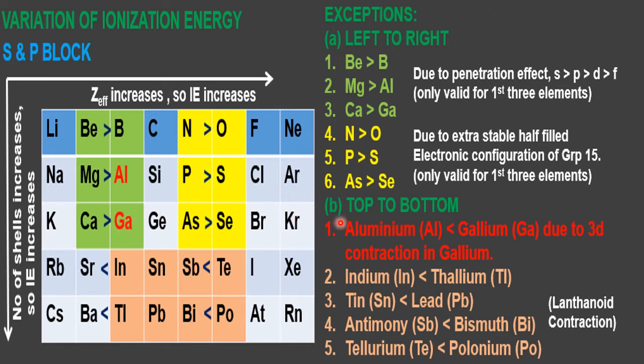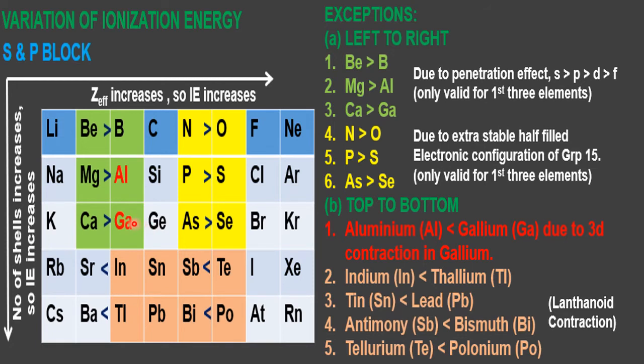IE is not decreasing, IE is becoming more. See, gallium is more. Why is gallium more? Again, because of what here? If you see the electronic configuration of gallium, a 3d entry is there. When the 3d entry is there, that will cause some problem.